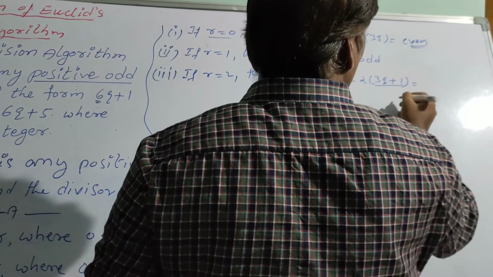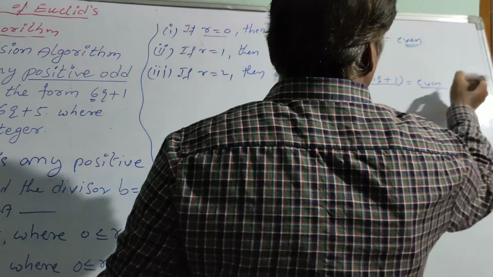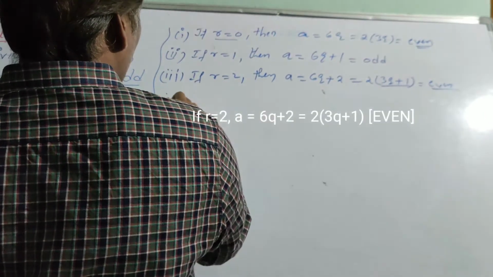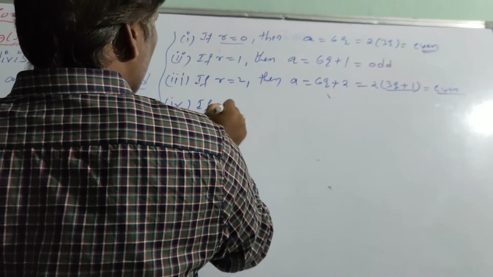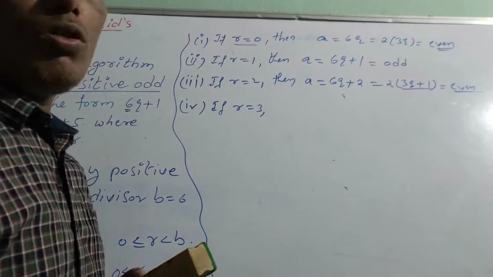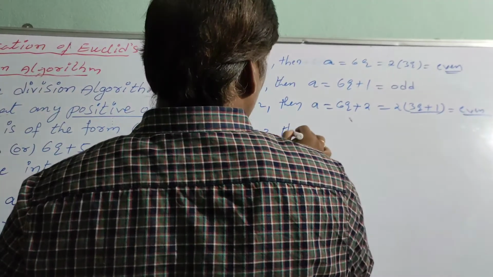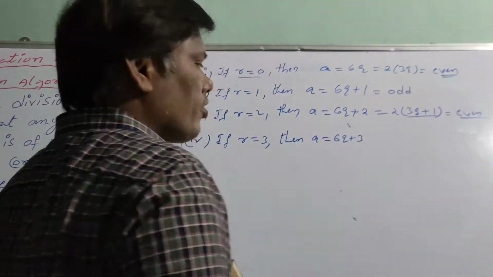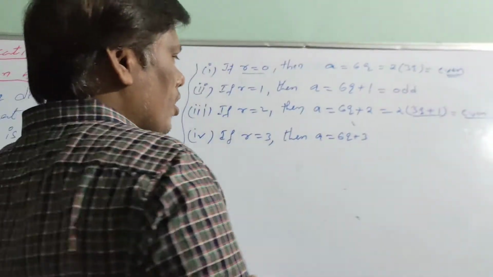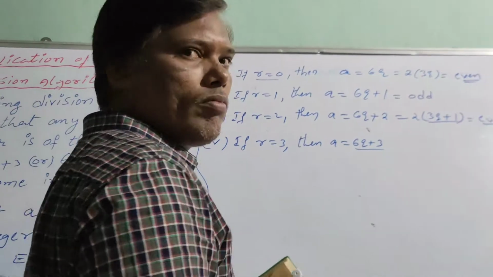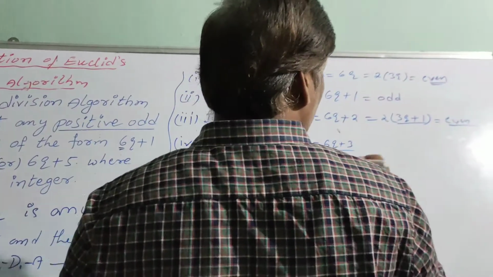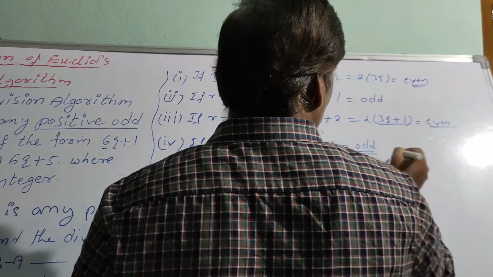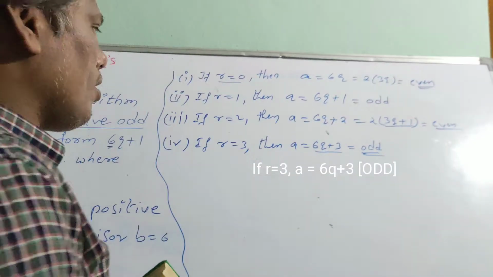So it is in the form of 2 into something, so it is an even number. Okay, so the fourth one: if r is equal to 3, if the remainder is equal to 3, then we will get a is equal to 6q plus 3. Can we take 2 common here? 2 3s are 6, but 3 is not a multiple of 2, so you can't take 2 common. So it is an odd number. It is not a multiple of 2. It is an odd number.